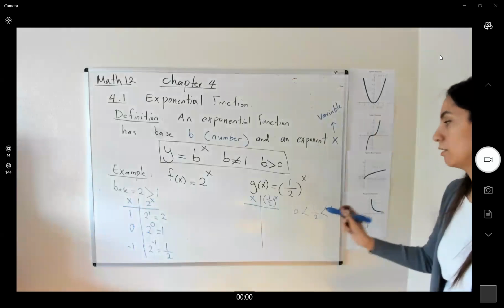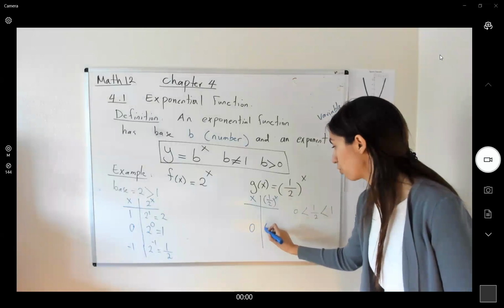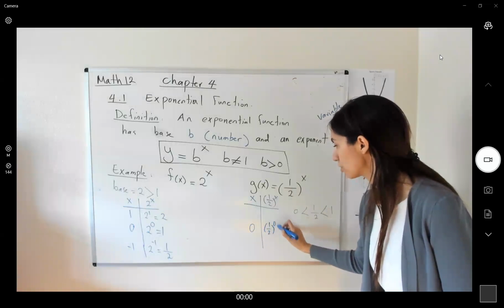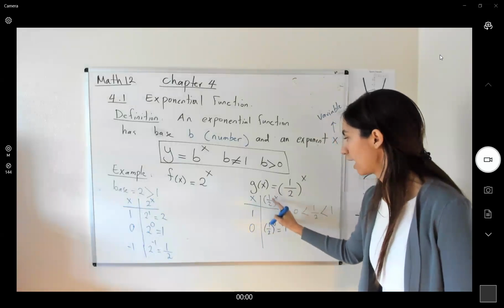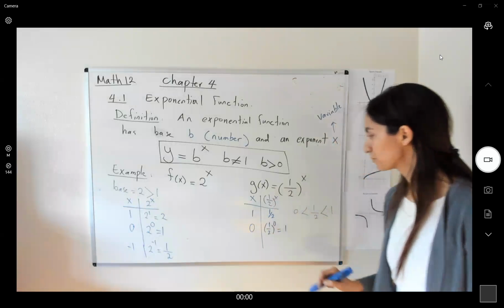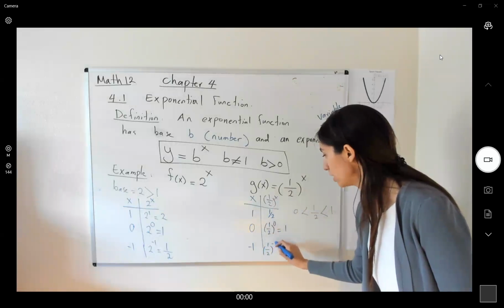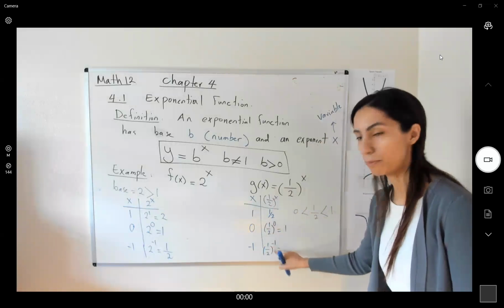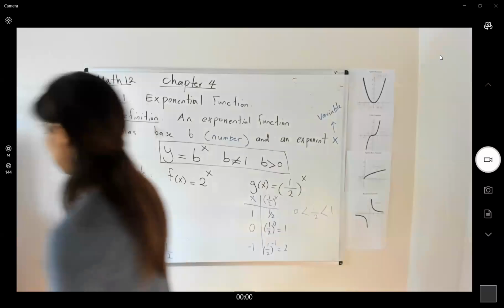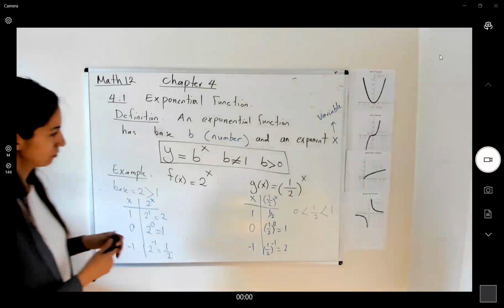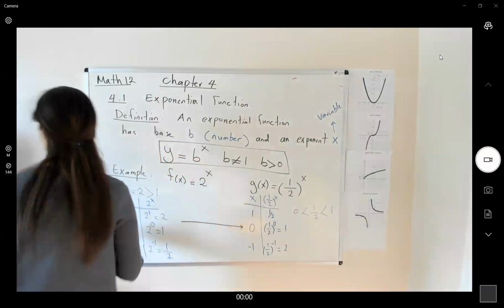For this one, you plug in 0. If you plug in 0, you get a half raised to 0, which is 1. So any non-zero number raised to 0 is 1. Let's plug in 1. You get a half raised to 1, which is a half. If you plug in negative 1, you get a half raised to minus 1, which means that you have to flip your fraction. You get 2 over 1, or just 2. Okay, perfect. So let us graph these two, see what's going on.